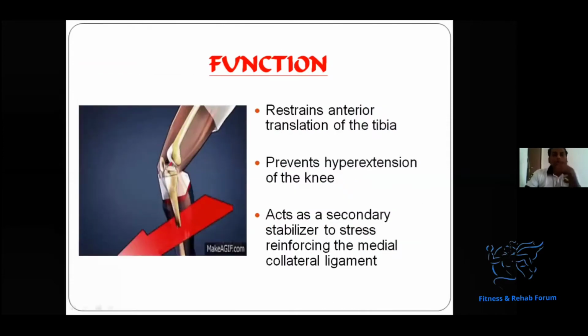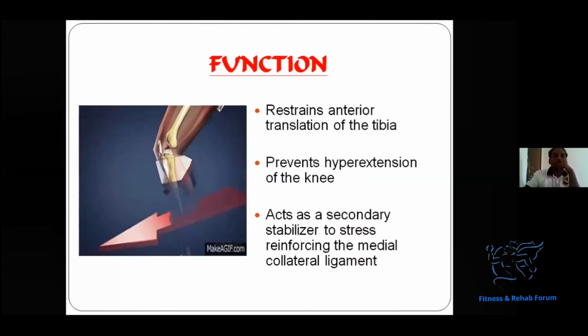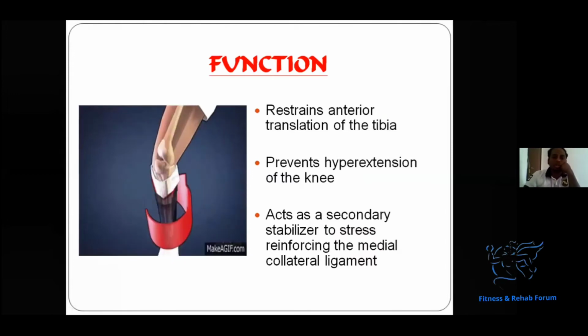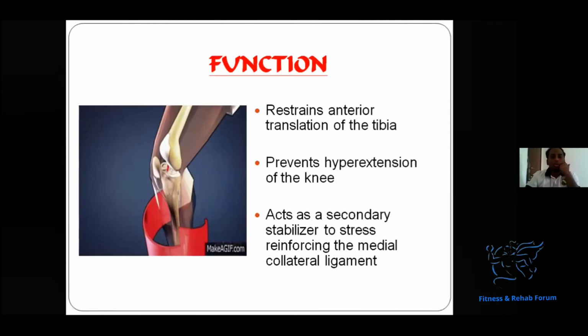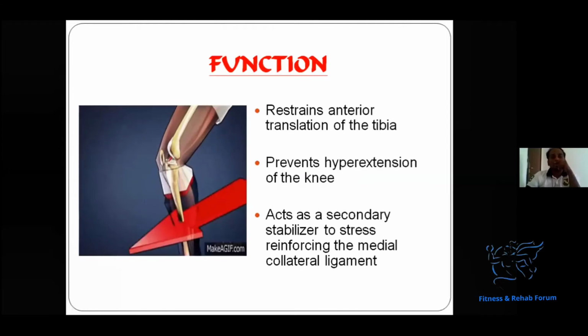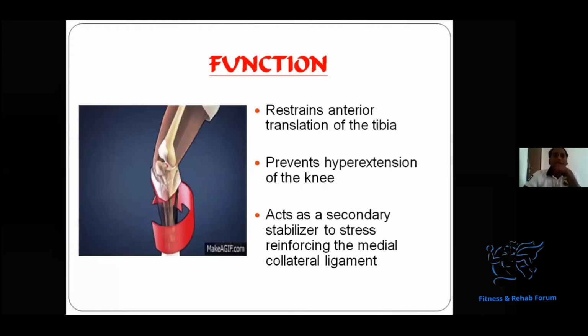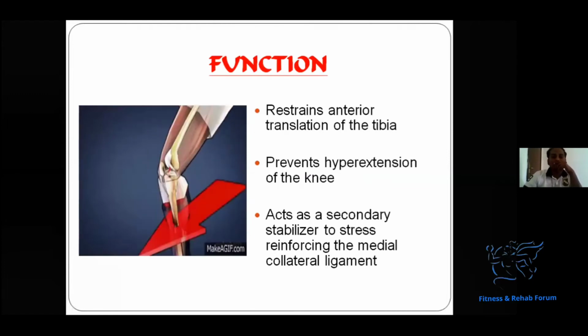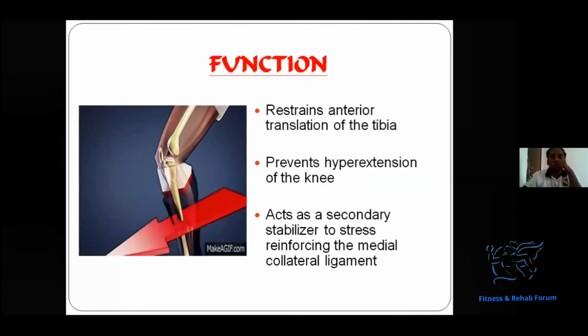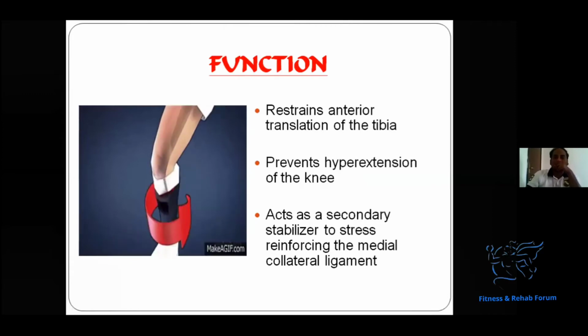Coming to its function, it holds the tibia and femur, and it is one of the strongest connective tissues. The ligament holds the femur and tibia and prevents anterior translation of the tibia from the femur, and it is one of the thickest stabilizers of your knee joint.